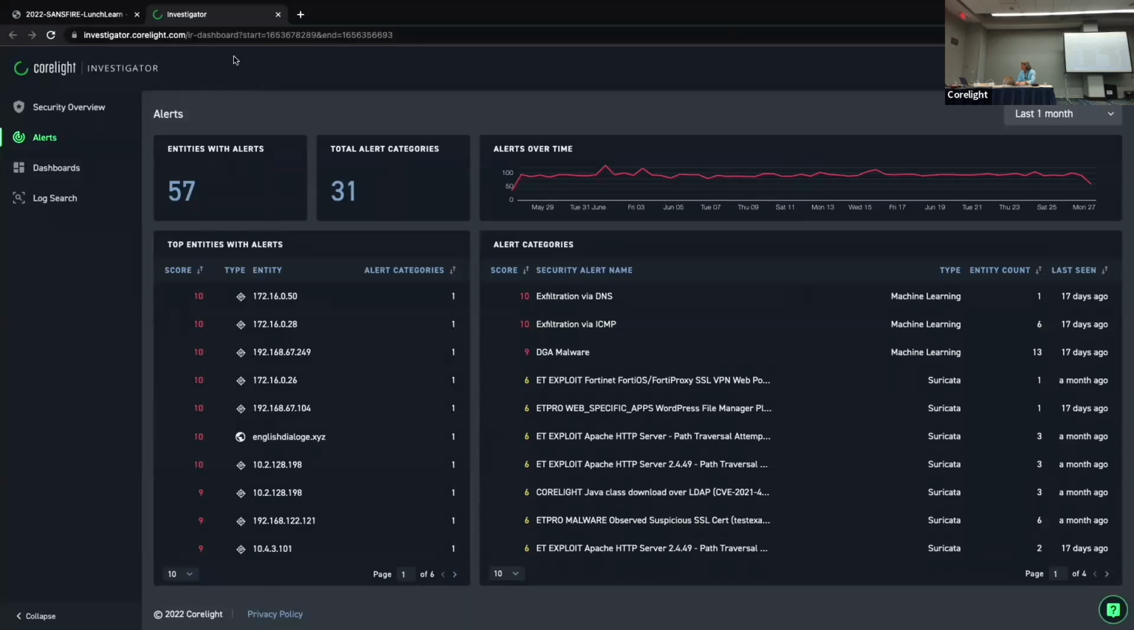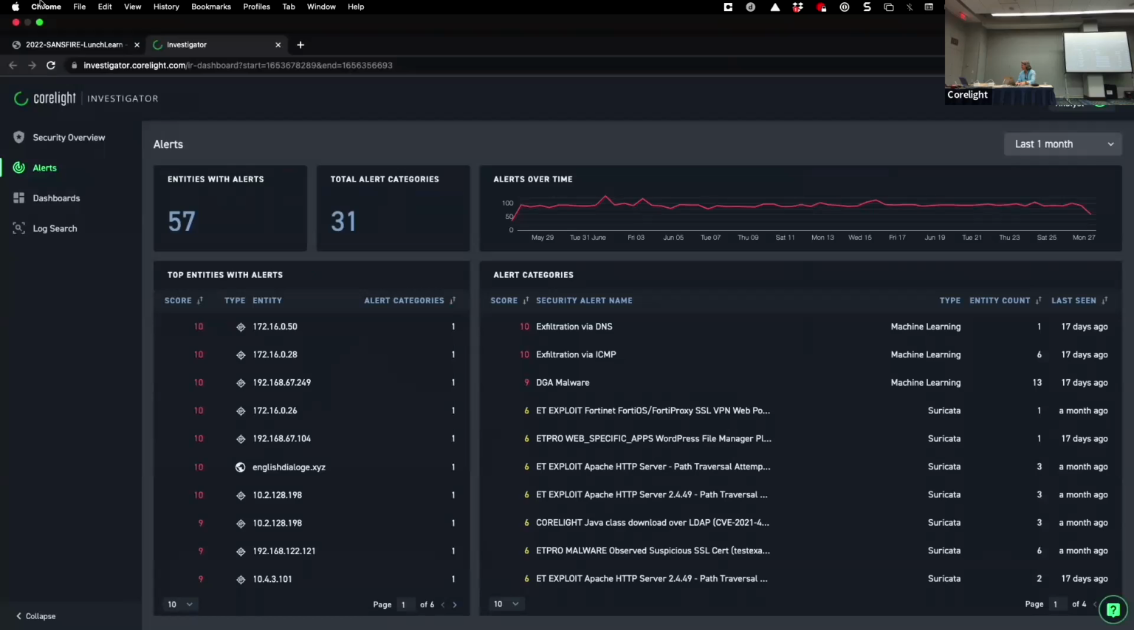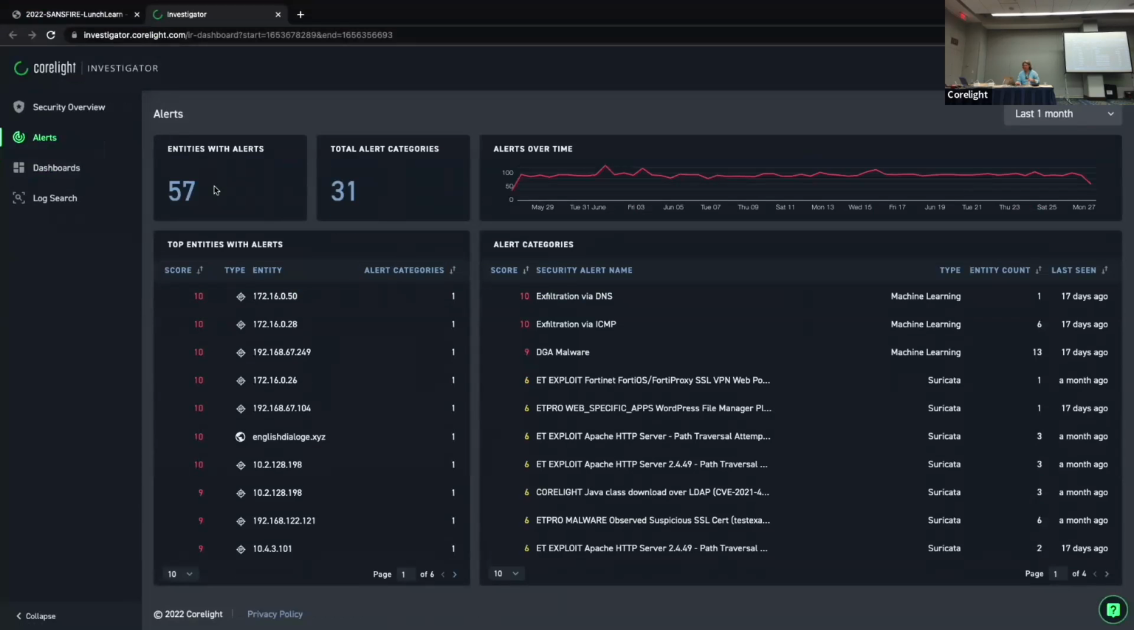So what I'm going to show you here, hold on, is this. In Investigator, and this is trying to make it for everyone to see what we're doing, we're summarizing entities that have alerts. In this case, an entity can be an IP address, or it can be a fully qualified domain name. You have a question?